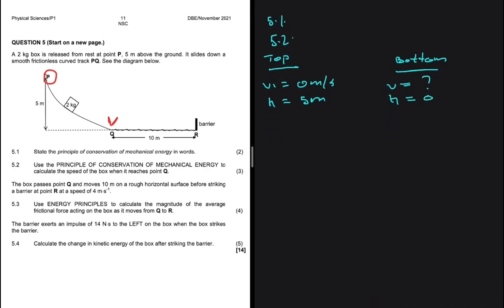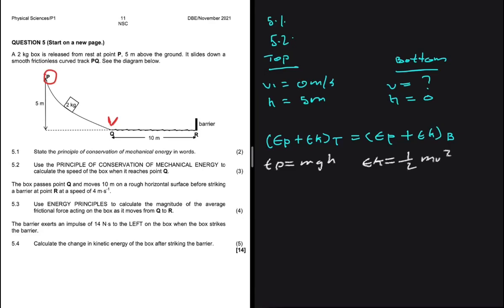So the principle of conservation of mechanical energy says that EP plus EK at the top is equal to EP plus EK at the bottom. So let's go ahead and calculate EP and EK at the top. We know fully well that EP is equal to the mass multiplied by gravity multiplied by the height, for the faint-hearted ones. And then EK is equal to a half mv squared. I'm just writing that down so that if you're not already familiar with the topic, you're not confused with what is going on.